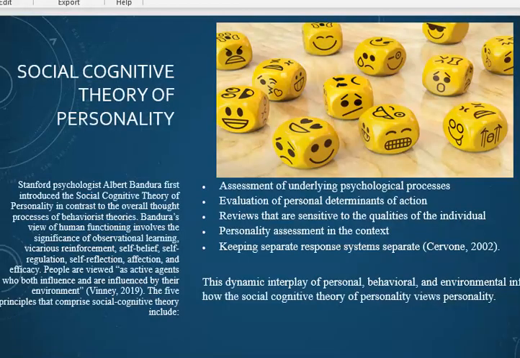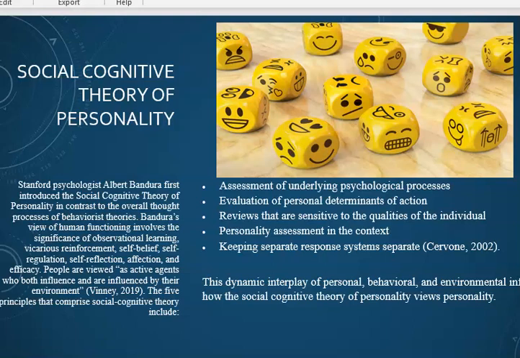Stanford psychologist Albert Bandura first introduced the social cognitive theory of personality in contrast to the overall thought processes of behaviorist theories. Bandura's view of human functioning involves the significance of observational learning, vicarious reinforcement, self-belief, self-regulation, self-reflection, affection, and efficacy. People are viewed as active agents who both influence and are influenced by their environment.